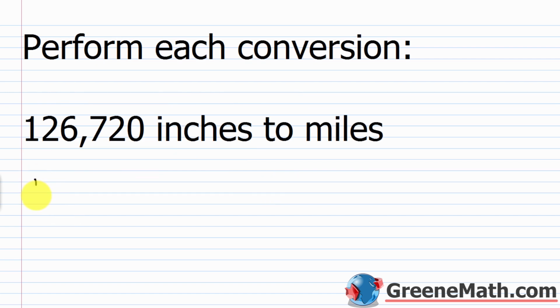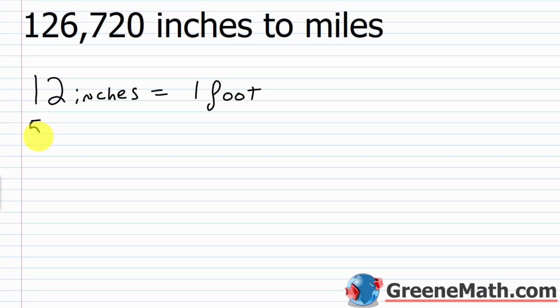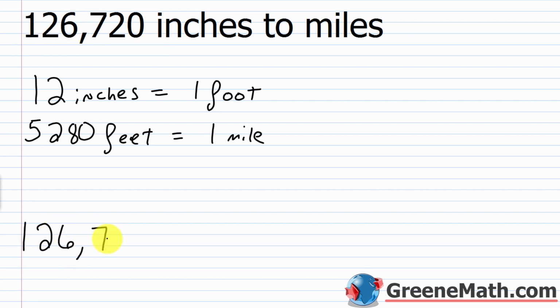So again, 12 inches is equal to 1 foot. And then again, 5,280 feet is equal to 1 mile. Now, normally, if we just have one step in our conversion, we take our starting amount, which in this case is 126,720, and then the units are inches.